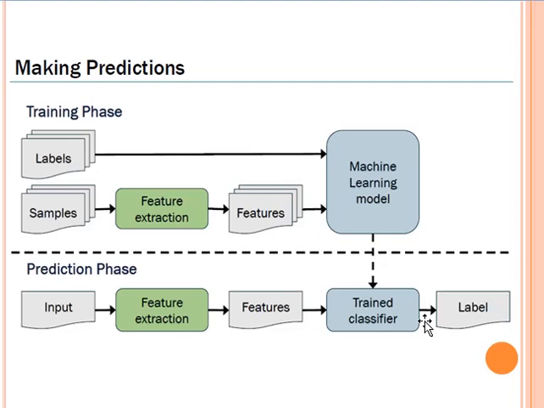So this is a very generalized pipeline, and the two phases, one is the training phase, the other is the prediction phase, and in most machine learning applications we follow this pipeline, and the workflow remains the same. However, there can be an addition of some other modules within this pipeline, but the major building blocks remain the same.